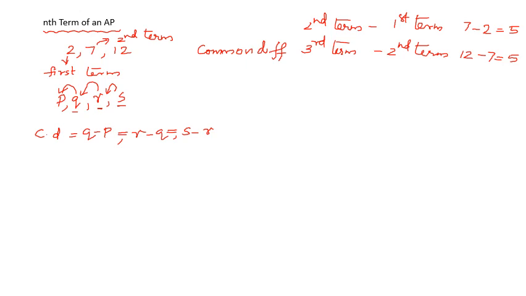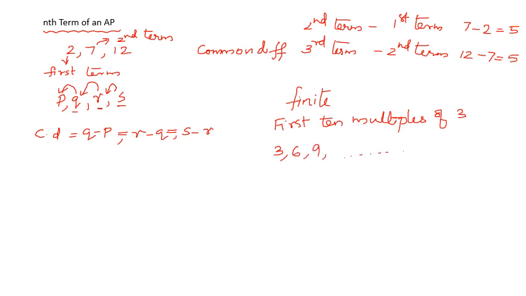Now, how many terms can there be for an AP? It can be finite. When I say first 10 multiples of 3, from where will it start? 3, 6, 9. Then up to where will it go? It will go up to 30. So here we call 3 the first term and 30 is our last term.